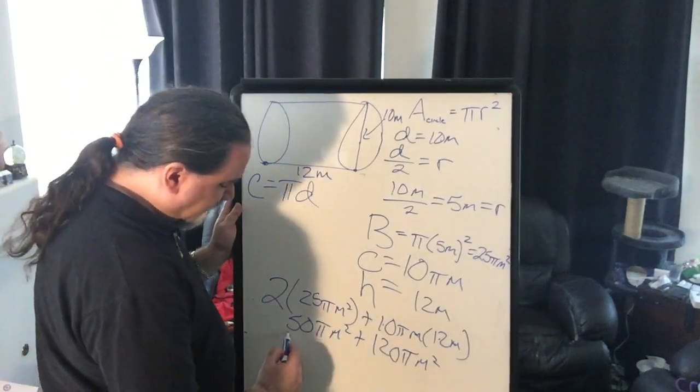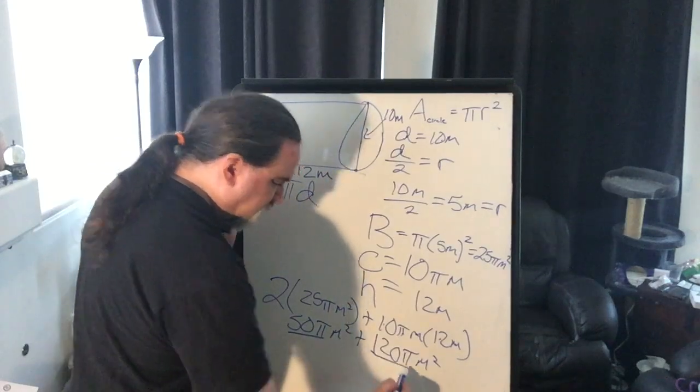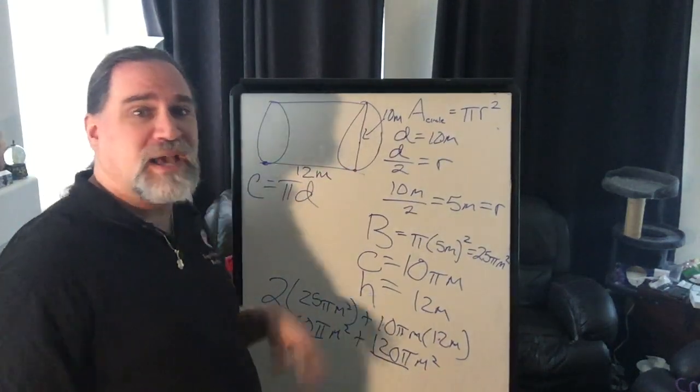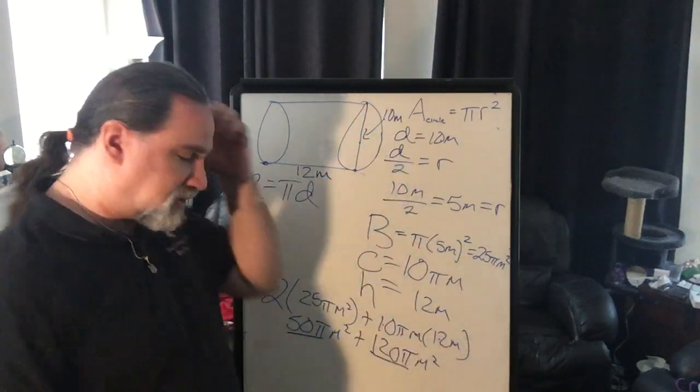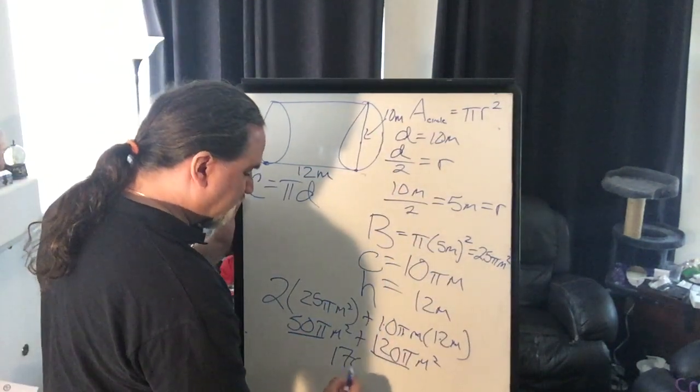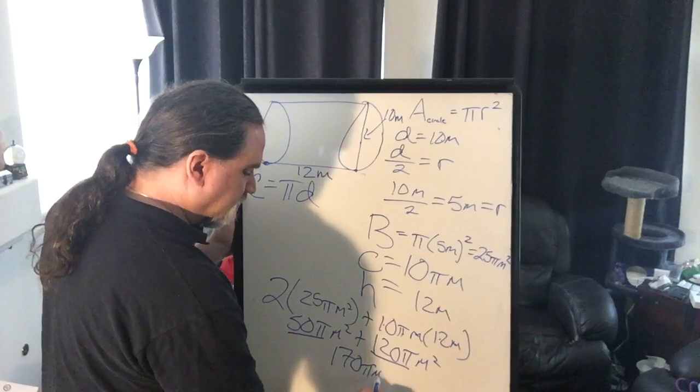Now I can add them because I have 50 pi and 120 pi. Think of pi as like an object, like pies, right? I have 50 of them here and 120 of them there. So I have 170 pi meters squared.